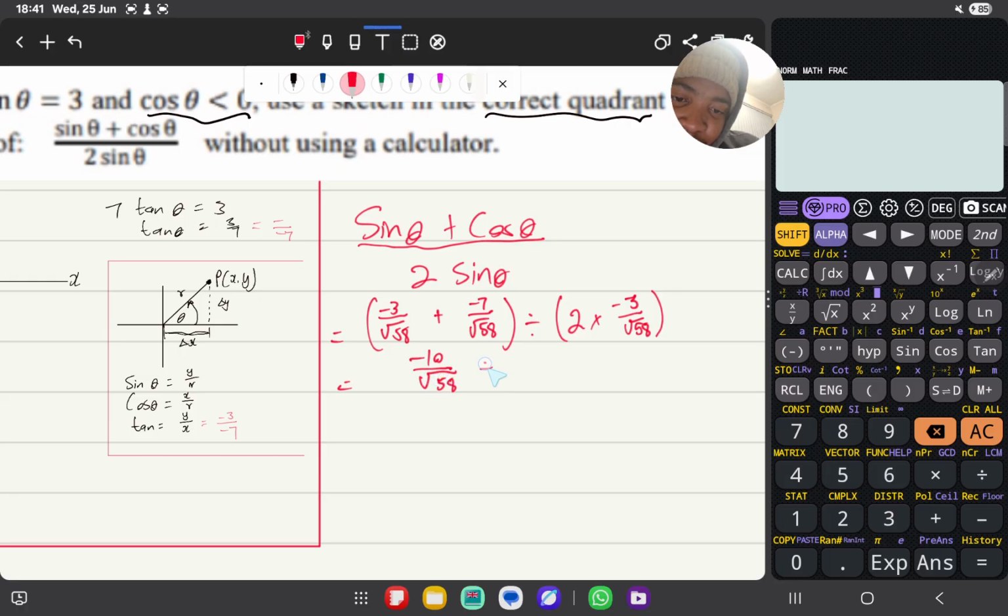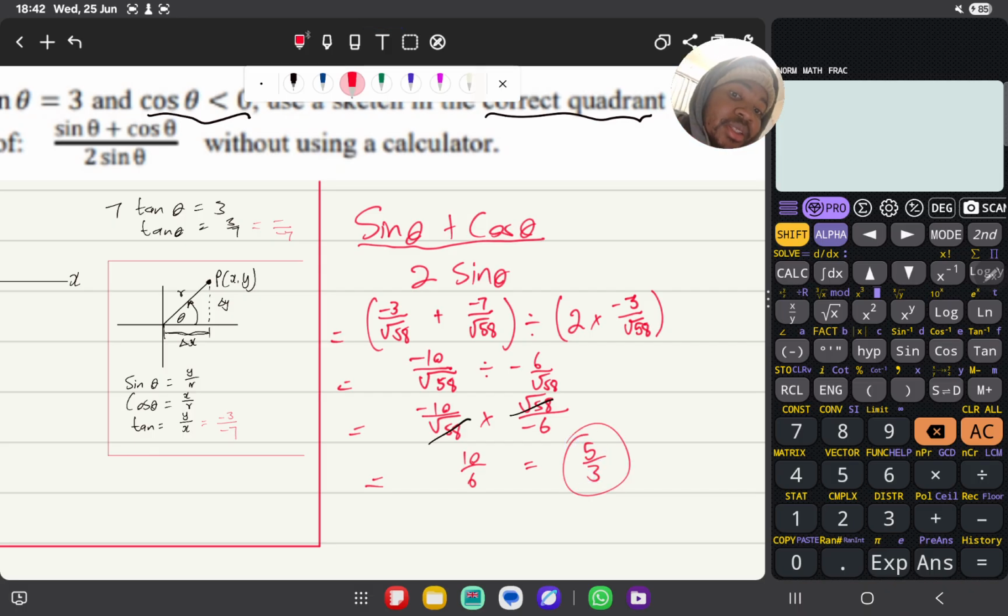That divided by minus 6 over the square root of 58. Then you have minus 10 over the square root of 58 multiplied by the square root of 58 over minus 6. Now the square root of 58 divides out, and the negatives as well. Then you have positive 10 over 6, which is basically 5 over 3, and there's your answer. You are done.